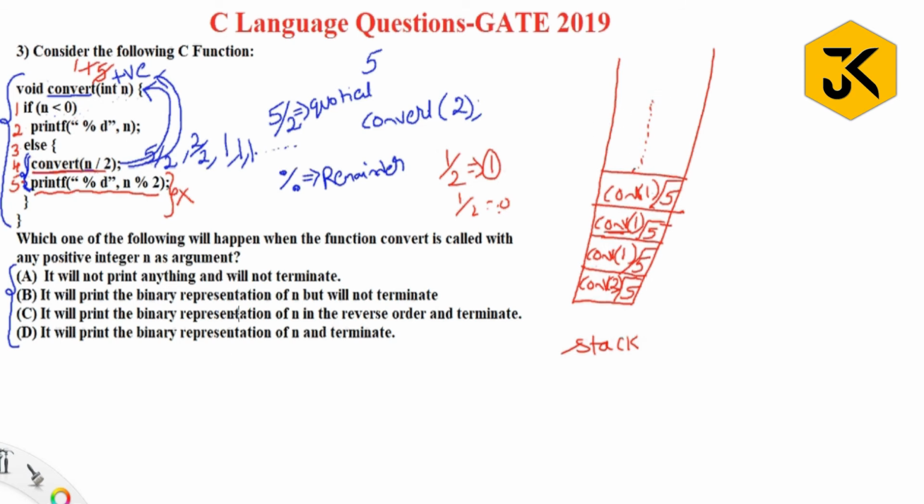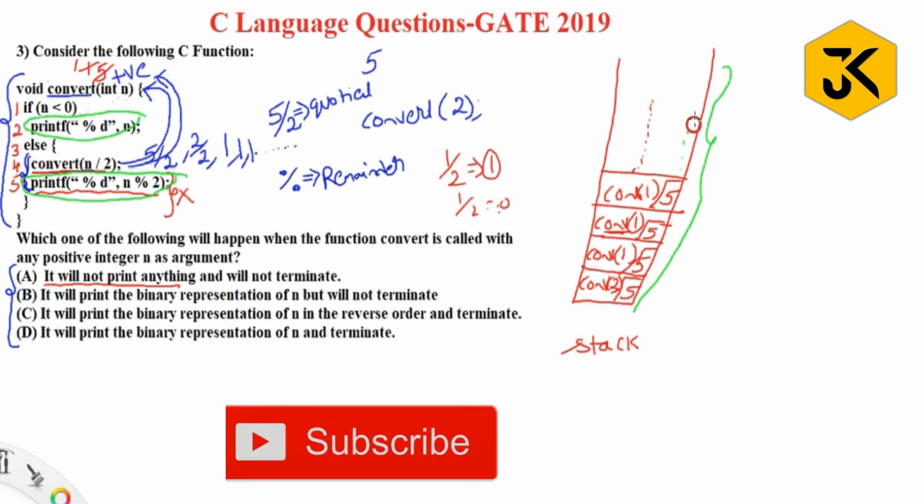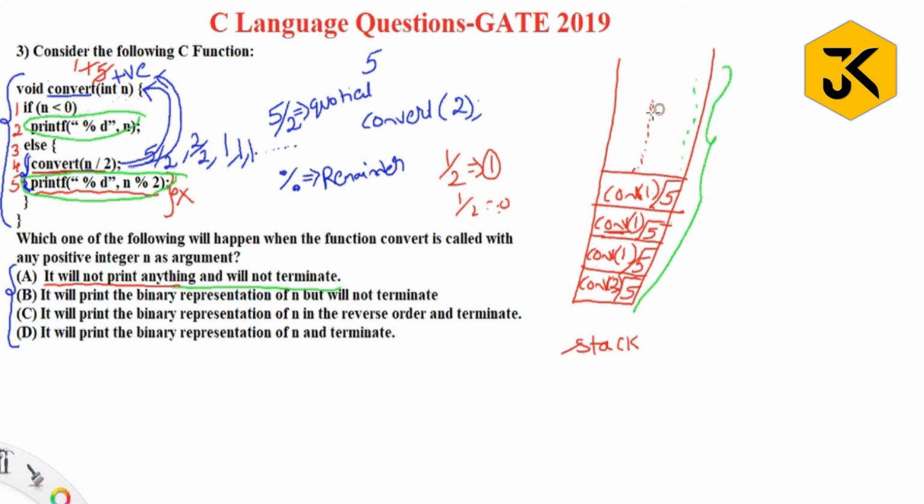Now let's see. They have given a few statements here. It will not print anything. Is there anything it is going to print? When is it going to print? It will print only when the fifth statement is executed. But if you see the scenario here, is the fifth statement executing anywhere? No, it won't execute. So it will not print anything, and it will not terminate. Is there any termination here? No termination. So our answer is option A.